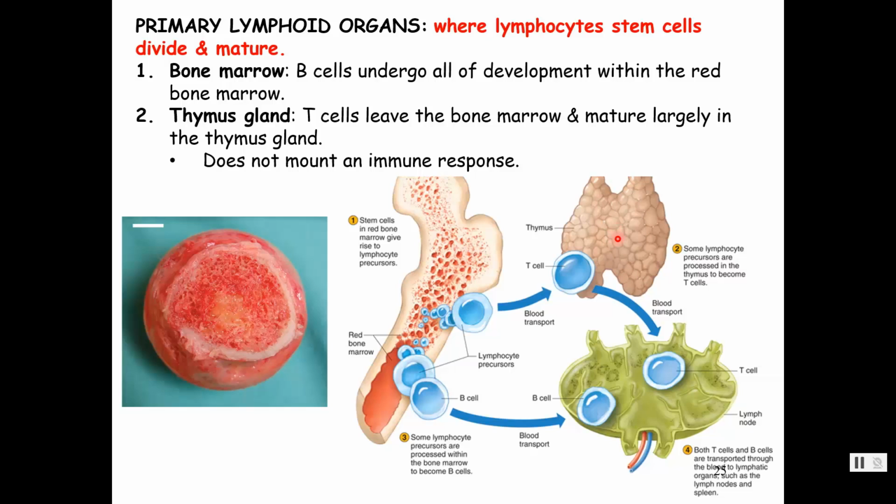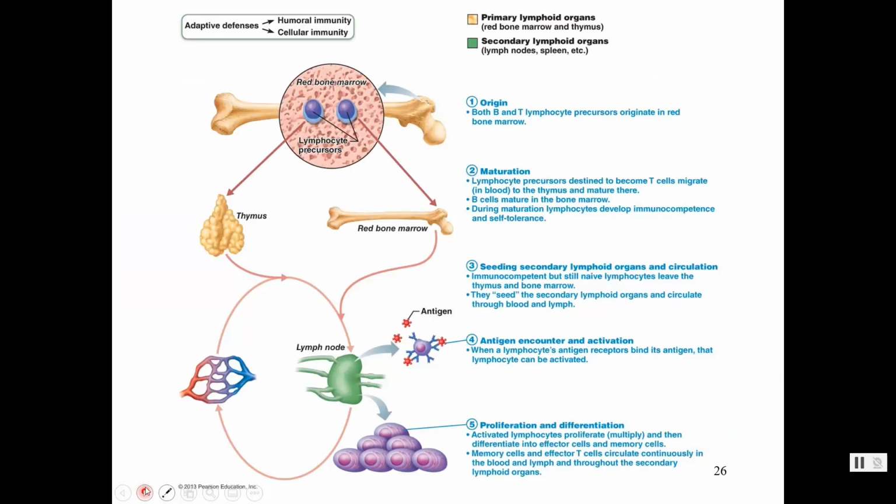Once they mature, and they're going to get educated there, then they will leave the thymus and circulate. When the B cells mature, they will leave the bone marrow. And so both the T cells and the B lymphocytes are going to circulate between blood, tissue fluid, and lymph. The thymus gland, I'm just going to throw this out, does not mount an immune response. It's just for education and maturation of those T cells.